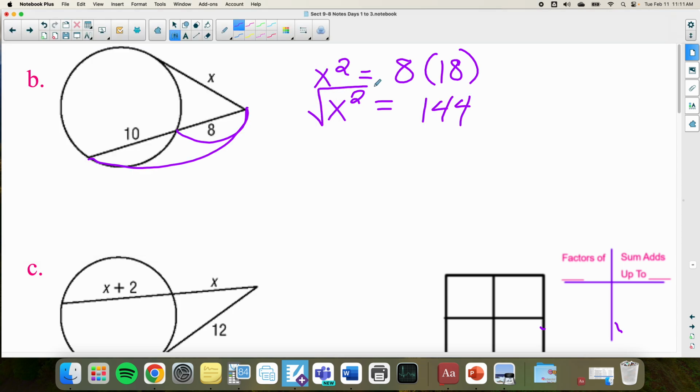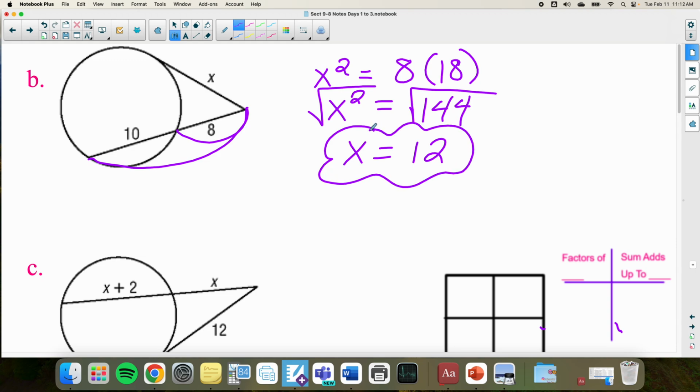And then when you take the square root of that, this one happens to be a whole number, but don't think that they always have to be. Okay?